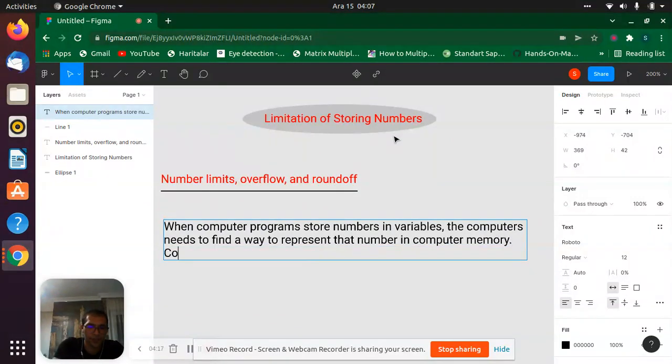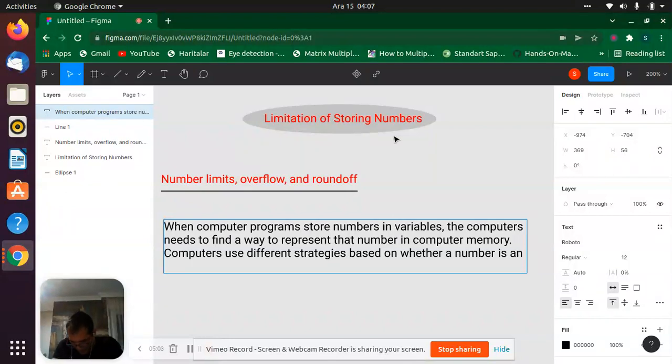Then say computers use different strategies based on whether a number is an integer or not. Okay, this is important, place it again.